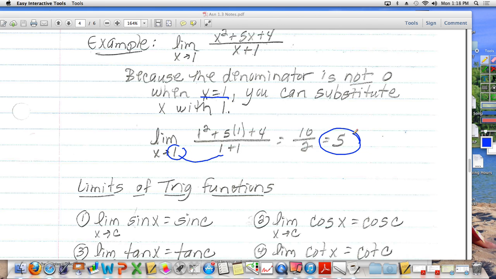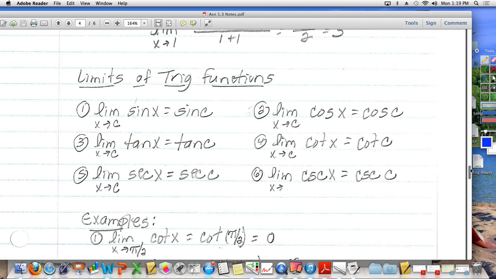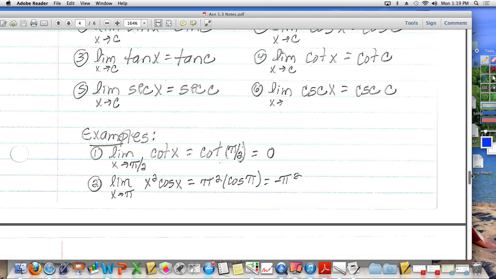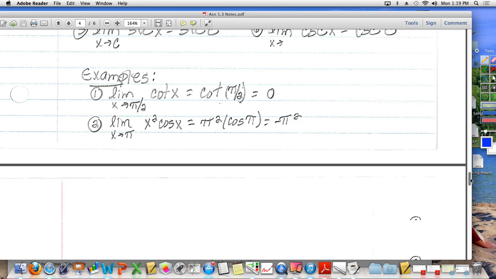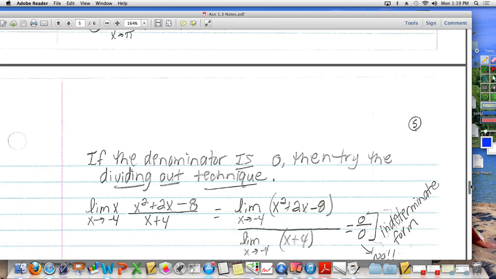We talked about these trig functions the other day too. Trig functions are continuous, so all you need to do is plug these values into the function and get an answer out of it. Those are probably the easiest of all of these to use. All right. Examples. We talked about those examples the other day, and I believe this is where we left off.